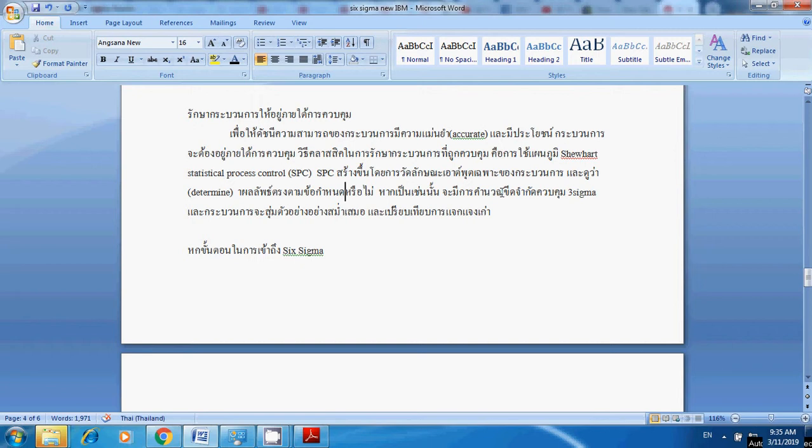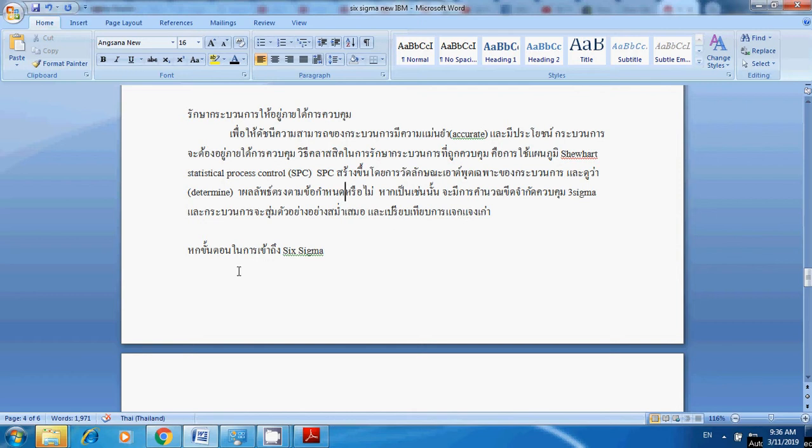If so, there will be a calculation of the control limit at 3 sigma, and the process will be sampled continually and then compared to the historical distribution.